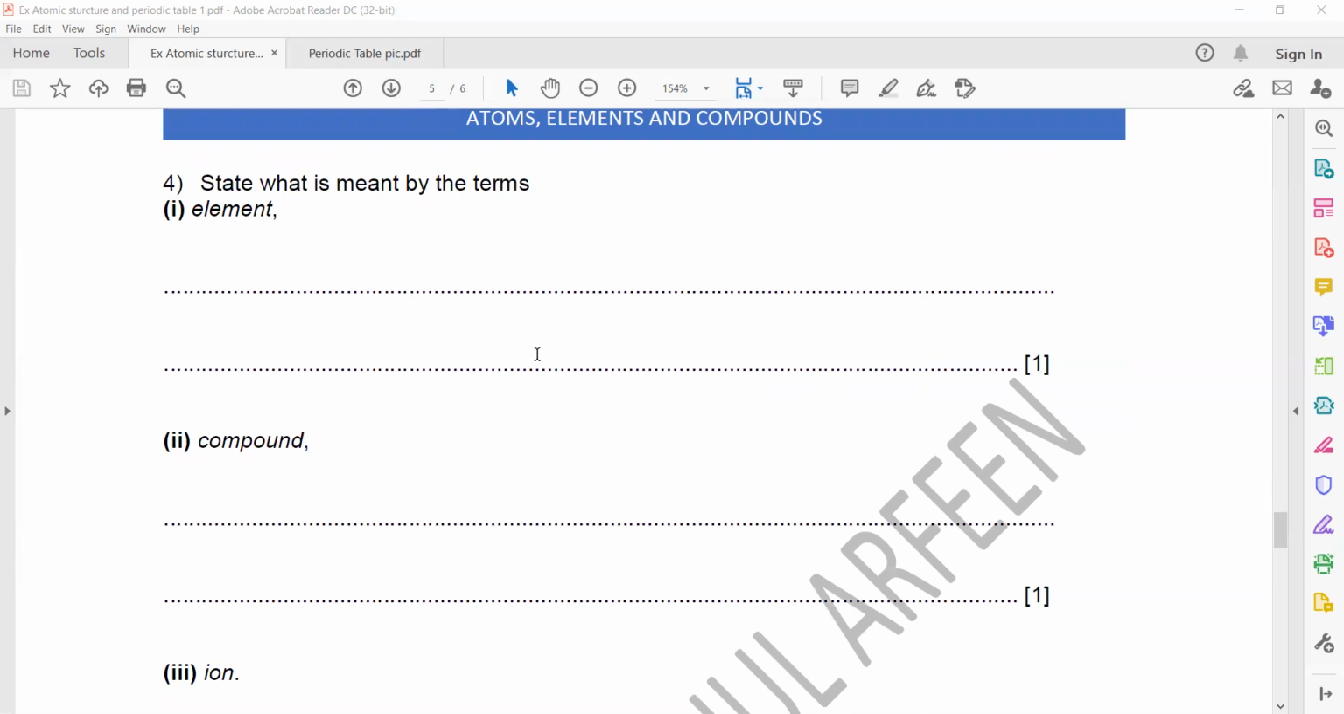Then what is meant by the term element? How do we define the term element? A substance which contains identical atoms, we call that an element, and it cannot be further broken down chemically into a purer form. Compounds are a chemical combination of 2 or more elements or atoms.